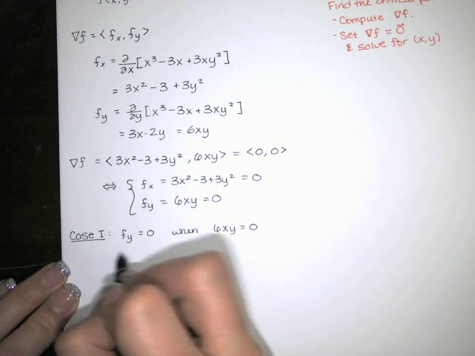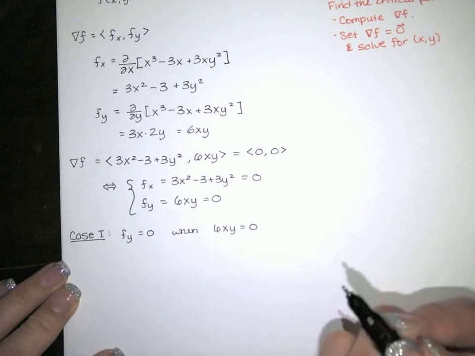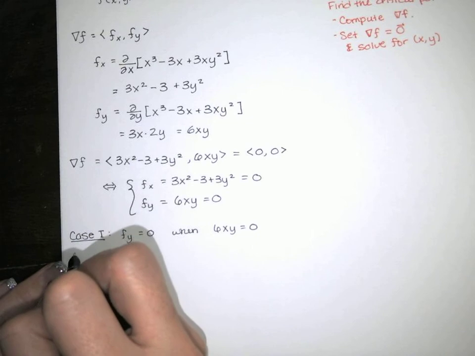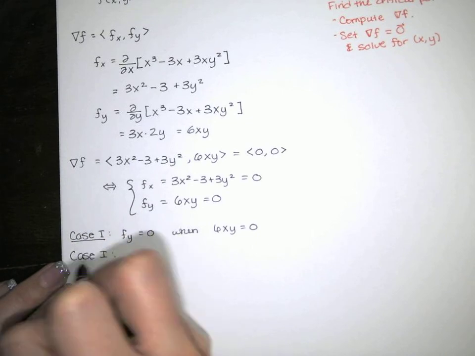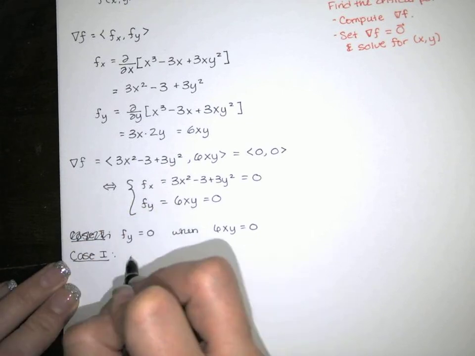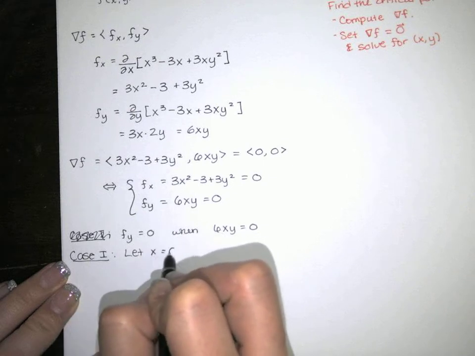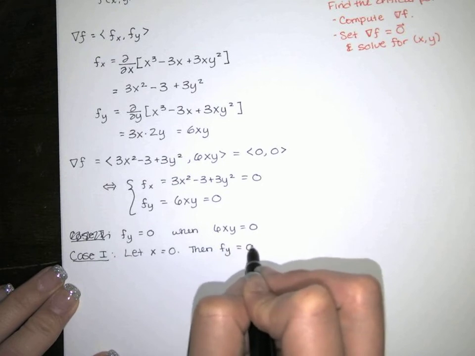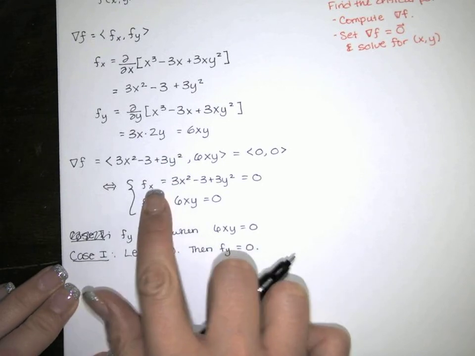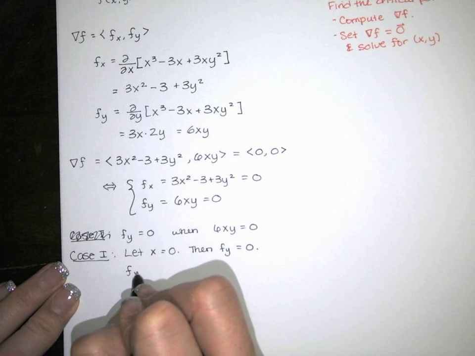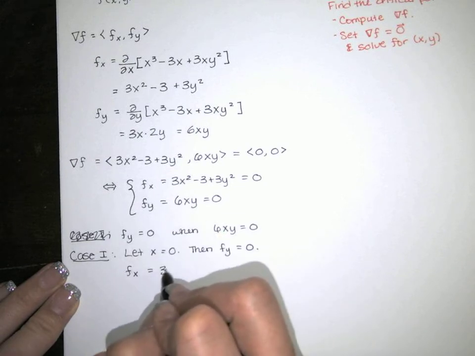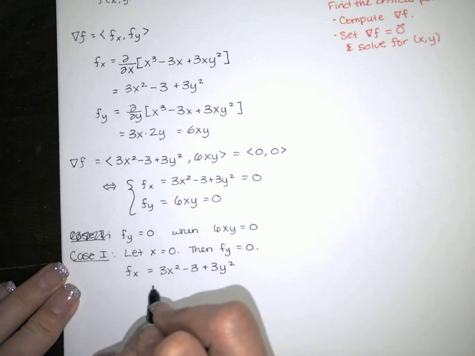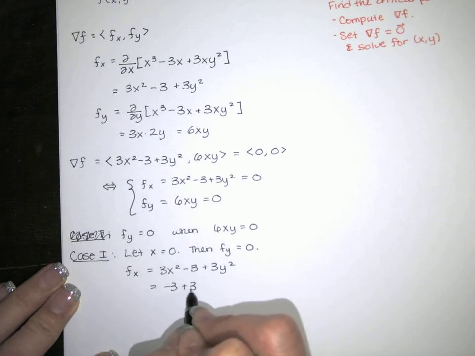So in our first case, we're going to choose the case when x equals 0. I guess case 1 is down here, really. Saying let x equal 0. Then if x is 0, the partial of f with respect to y is 0. And now we want to see what happens to the partial of f with respect to x. So the partial of f with respect to x is 3x squared minus 3 plus 3y squared. Well, if x is 0, we just get negative 3 plus 3y squared.